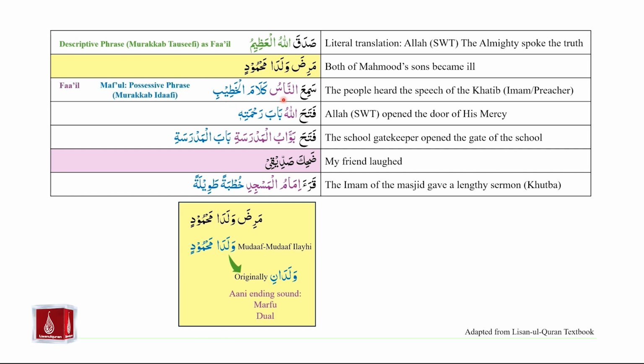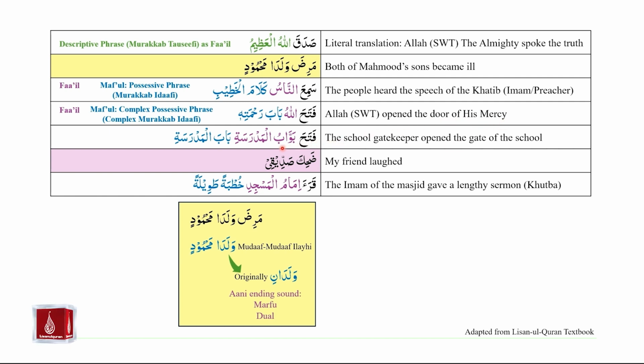In this case, An-Nasu is fa'il because it is marfu, and Kalam al-Khatibi is maf'ul because it is mansub, and Kalam al-Khatibi is a possessive phrase or murakkab izafi. The people heard the speech of the Khatib. Khatib is the Imam or preacher. Fatahallahu baba rahmatihi. Allah subhanahu wa ta'ala opened the door of His mercy. In this example, Allahu is fa'il because it is marfu, and baba rahmatihi is a complex murakkab izafi, meaning the door of His mercy.